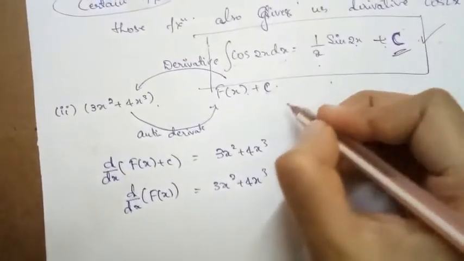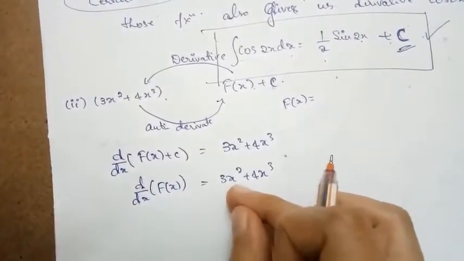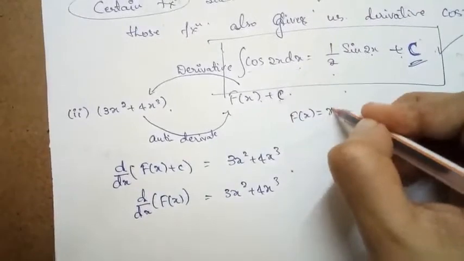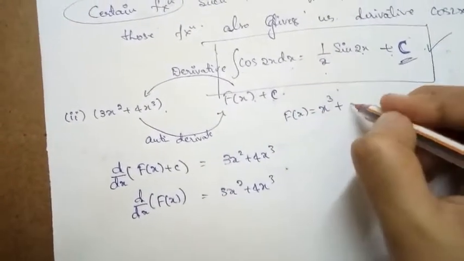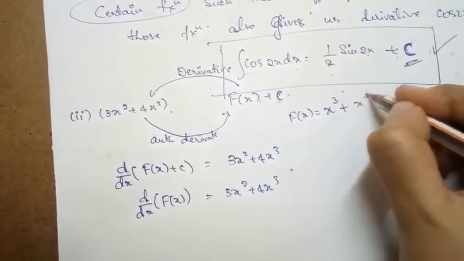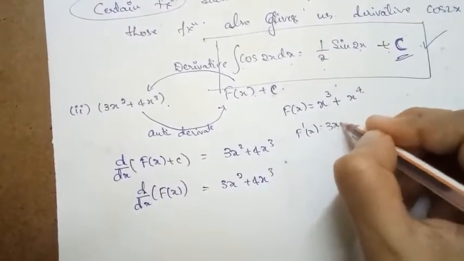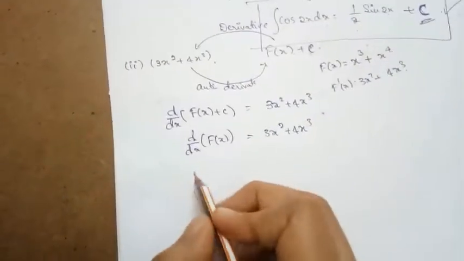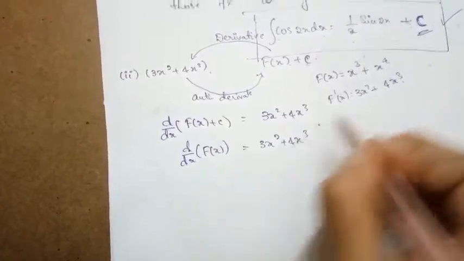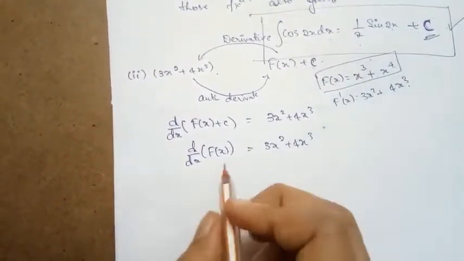So through the differentiation we have learned till now, we can clearly say that 3x square means our function will be x cube, and 4x cube means the function will be x to the power 4, because the derivative of x cube is 3x square, and the derivative of x power 4 is 4x cube. So clearly, f of x is x cube plus x to the power 4.